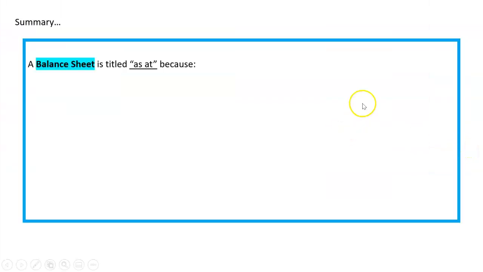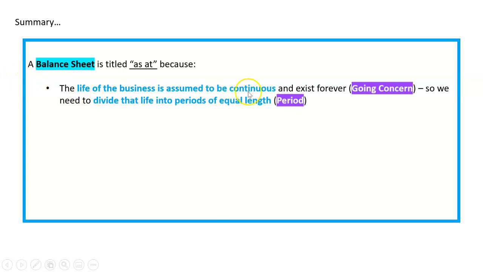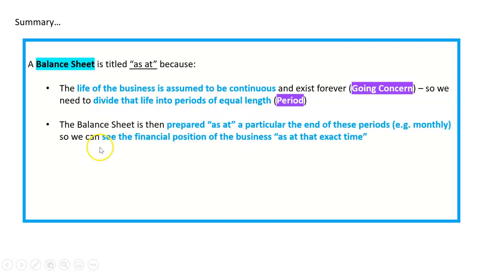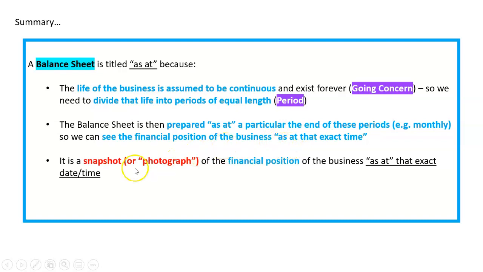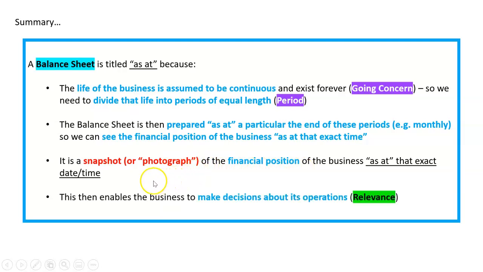So to summarize all that, why is the balance sheet titled as at? Well, we could say it's because the life of the business is assumed to be continuous, and we need to therefore divide that life into periods of equal length. And then we prepare the balance sheet as at the end of these periods, for example, monthly, so we can see the financial position of the business as at that exact time. And what you want to think about is, it's a snapshot or a photograph of the financial position of the business as at that exact date or time. And why we do that is we can now make decisions about operations, which helps us fulfill relevance.